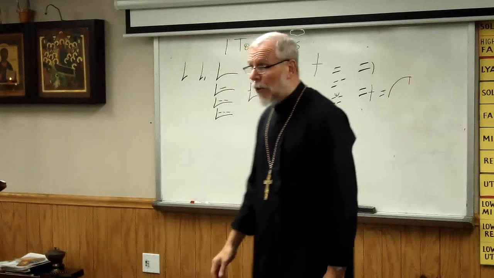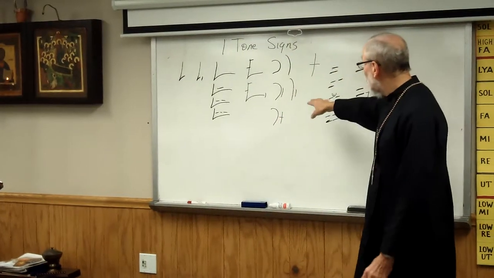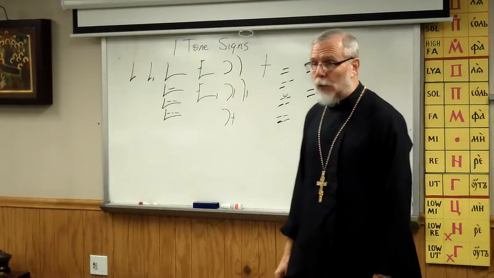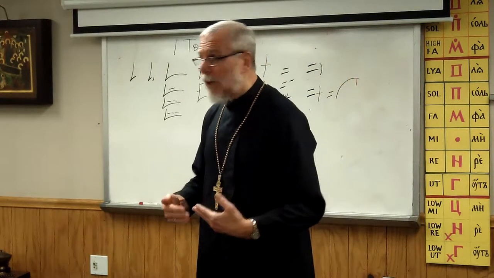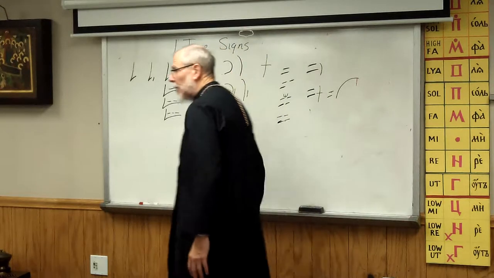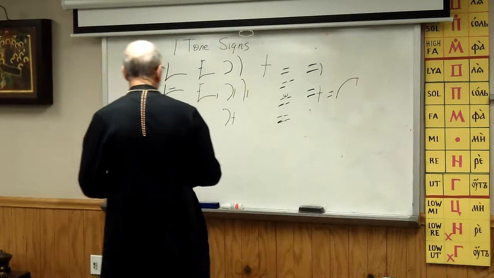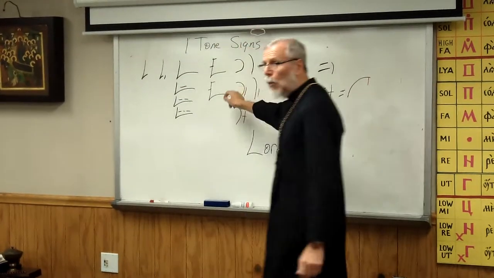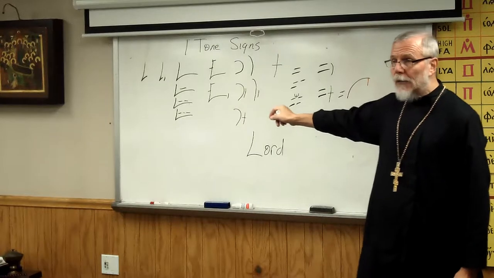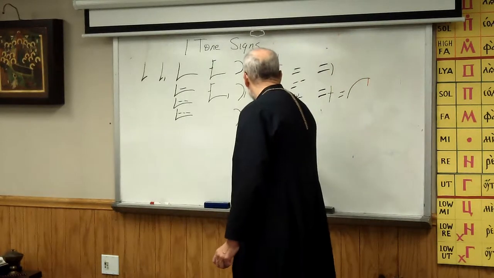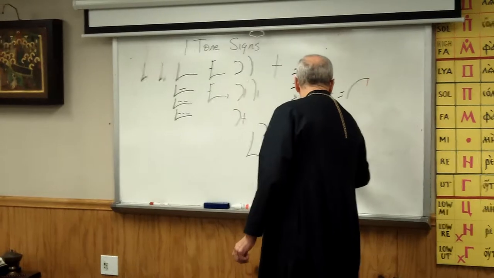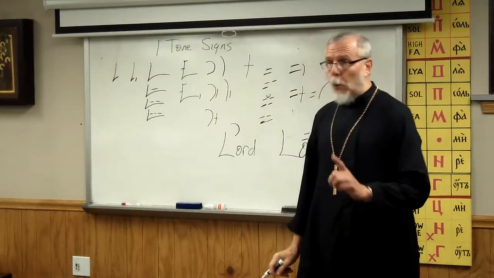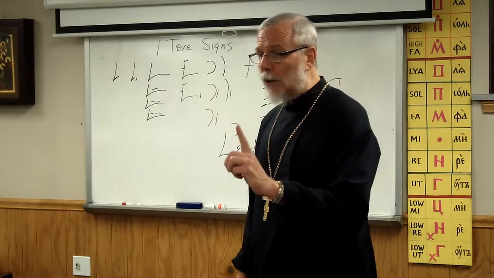Okay, so the signs. What I did was put up on the board, because we talked about this last week, all of the one-tone signs. We understand that means if I've got a syllable, let's again just take "Lord" for example, and I see any one of these sitting above it, they're all going to have only one note. I'm only going to sing one note on those, okay?